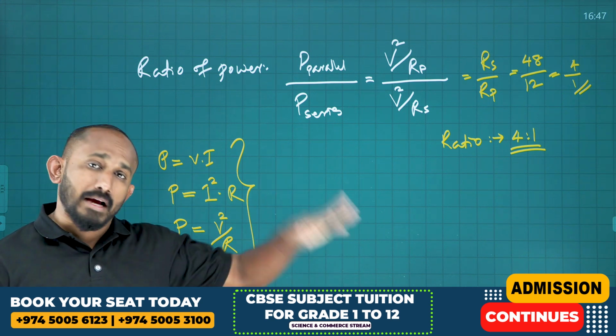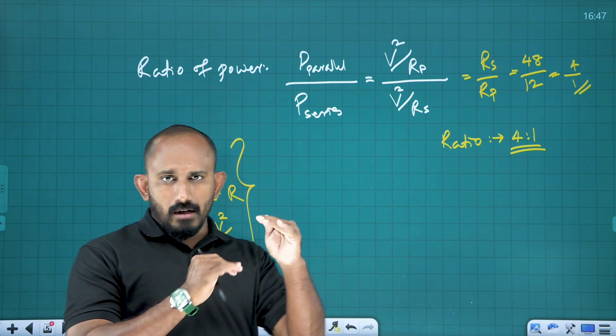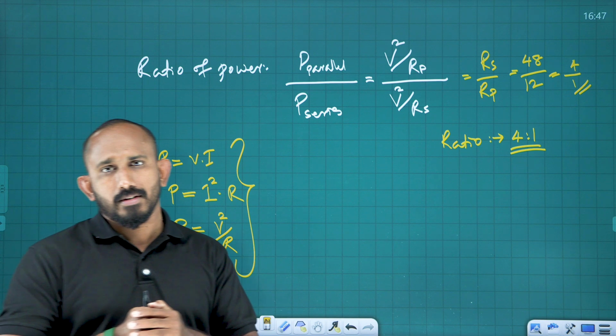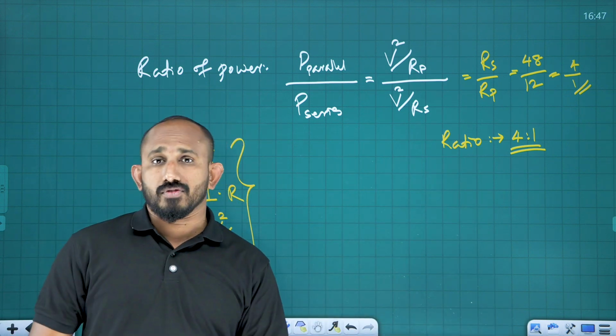So minimum to maximum is the question. Minimum is the parallel combination divided by the series combination, you have to get it. There, 4:1 is the answer for that.